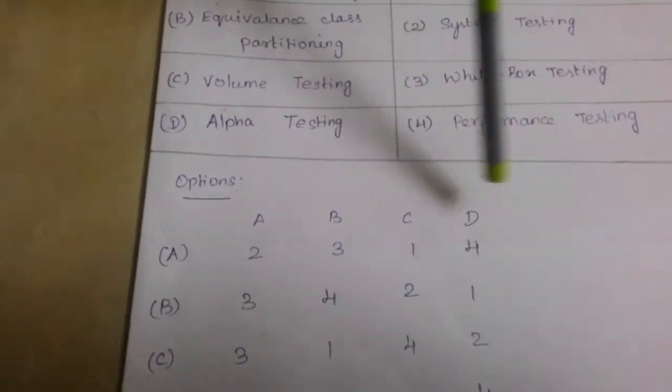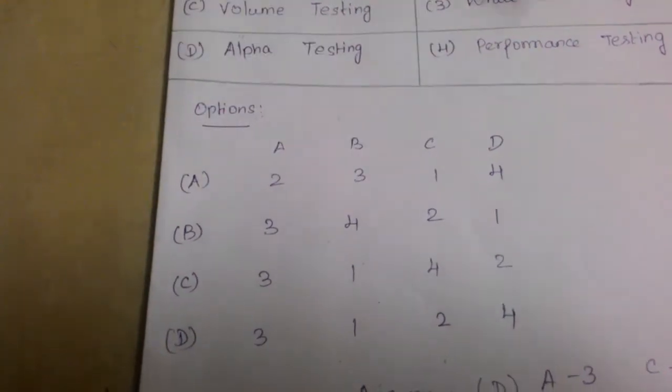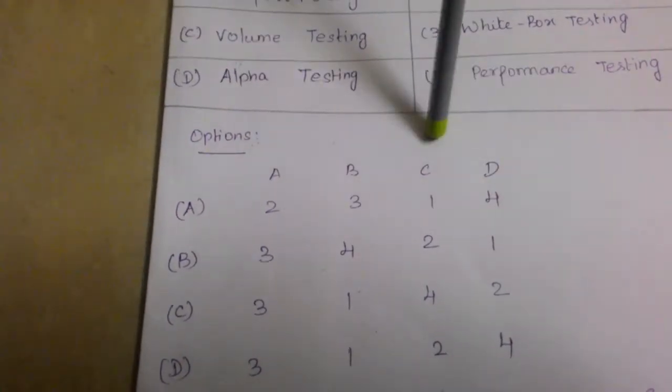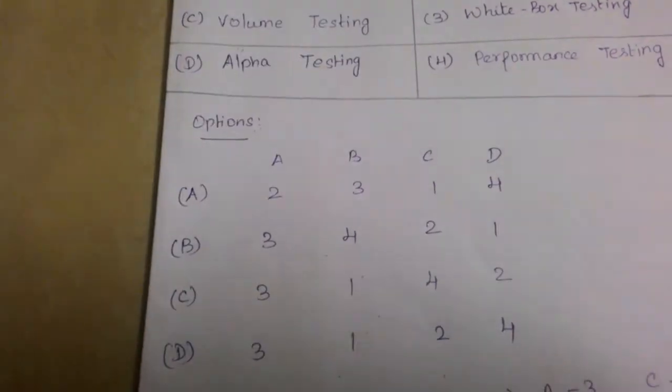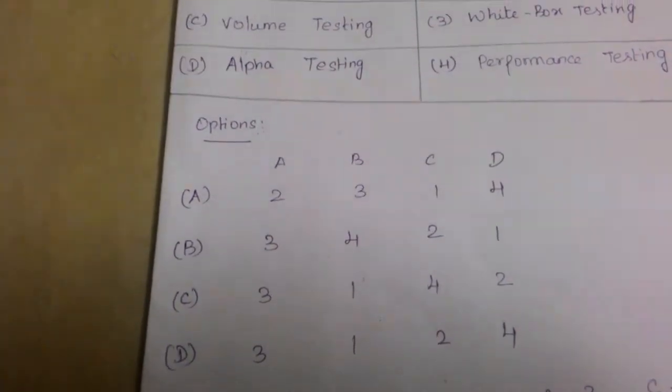Here A, B, C, D refer to list number 1, and in the options they give the numbers of list number 2. For example, A, 2, 3, 1, 4 means A matches 2, B matches 3, C matches 1, D matches 4. Likewise they have 4 options. We have to check each option, match everything, and then find out the answer.